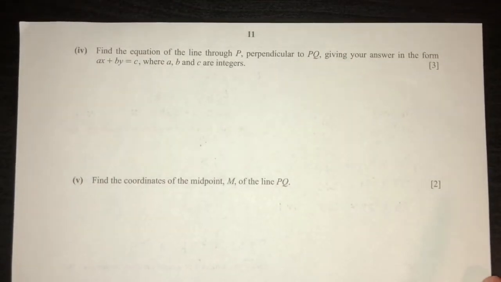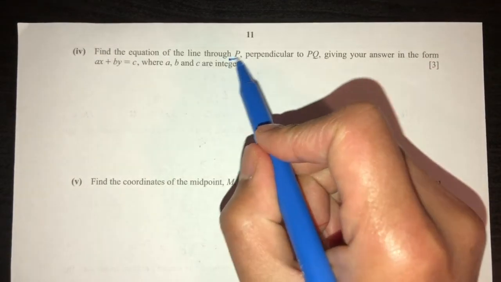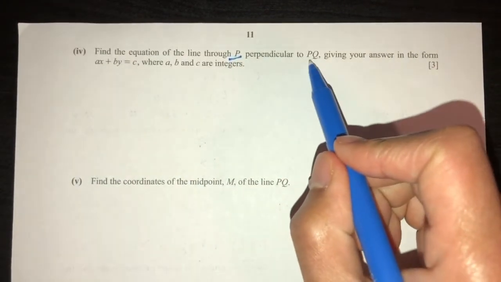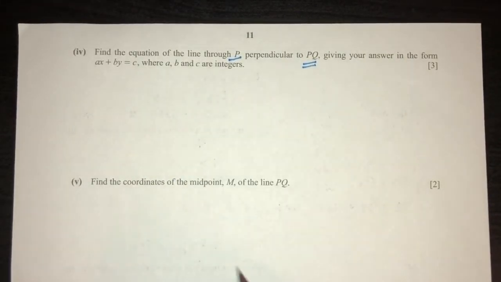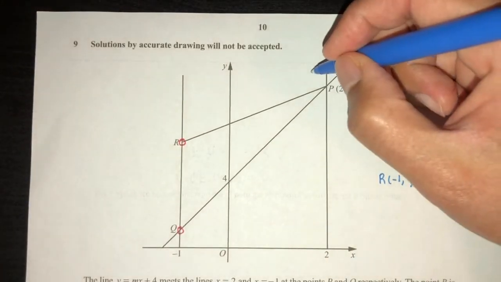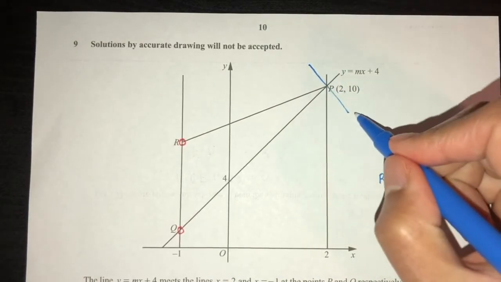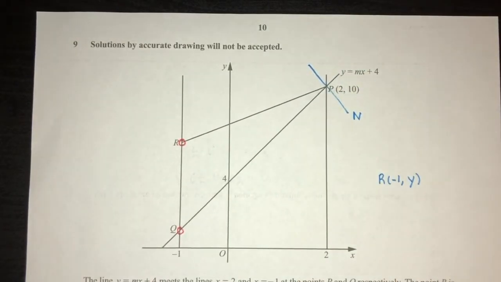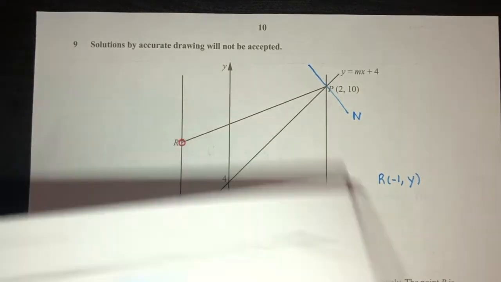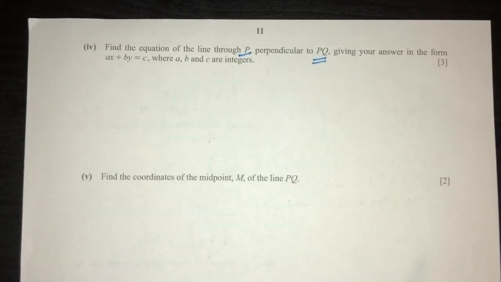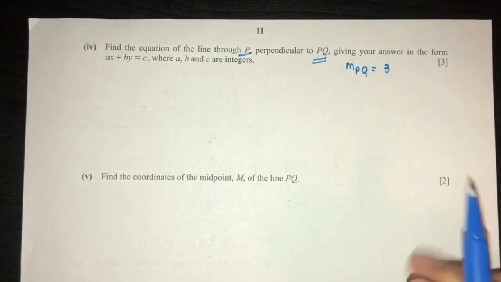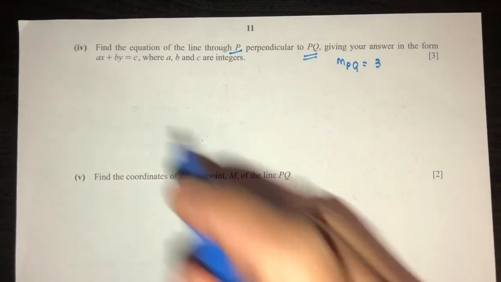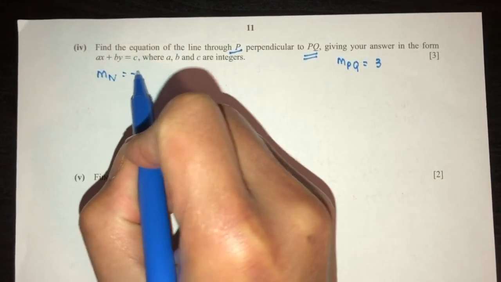Now part 4, you have to find the equation of the line through P and perpendicular to PQ, giving your answer in this form. So we have to find the equation of the line which passes through P but is perpendicular to PQ, which is the normal to this line. Pretty easy, because we know the gradient of PQ has been found to be 3, right? So from this we can find the gradient of the normal to be minus 1 over 3.